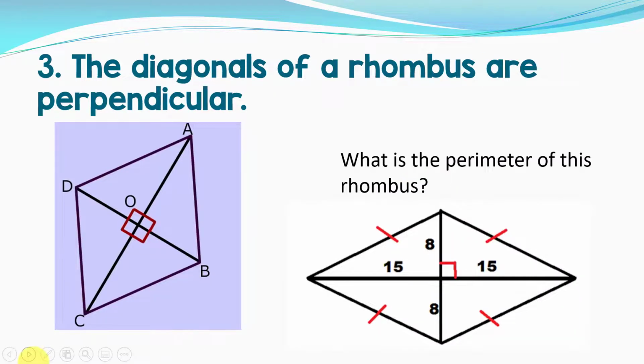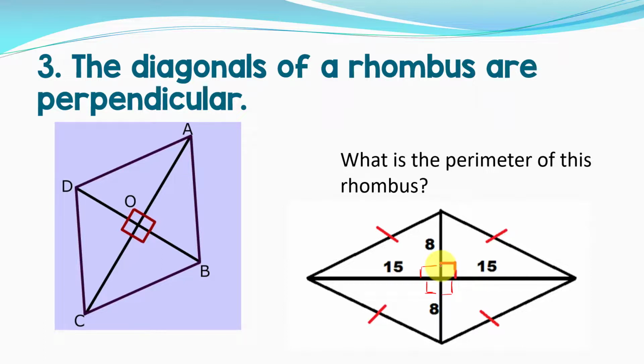So here, the diagonals of a rhombus are perpendicular. That means when the diagonals cross each other, they make right angles. All right, so all of these are going to be right angles. So that gives us 4 right triangles. So now anything that we do because of right triangles, we can do with these parts of a rhombus.